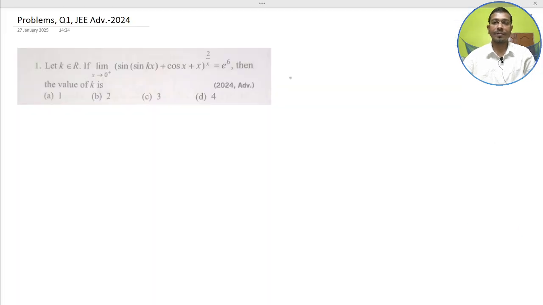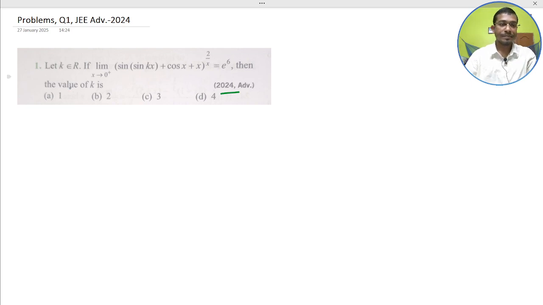First problem is coming from JEE Advanced 2024, a recent type of question. It says let k belongs to R, set of real numbers. Limit x tends to 0 plus of (sin of sin kx plus cos x plus x) whole to the power 2 by x equal to e to the power 6. Then the value of k equals what?